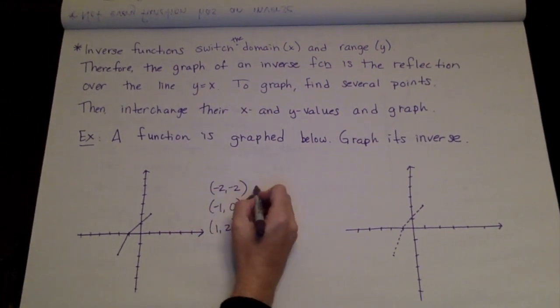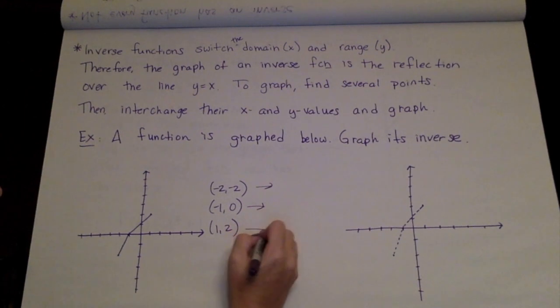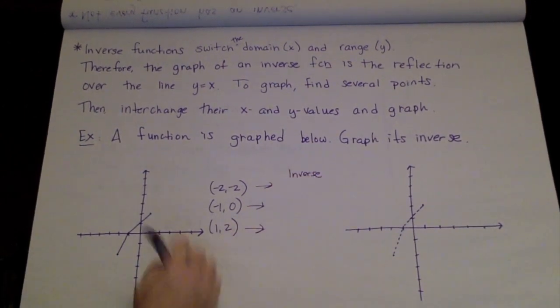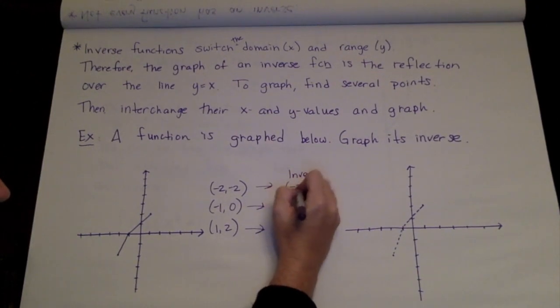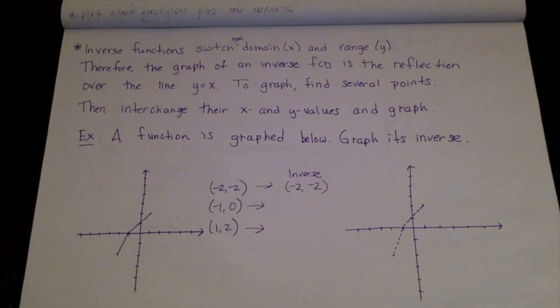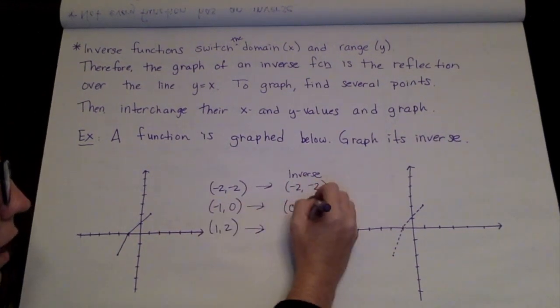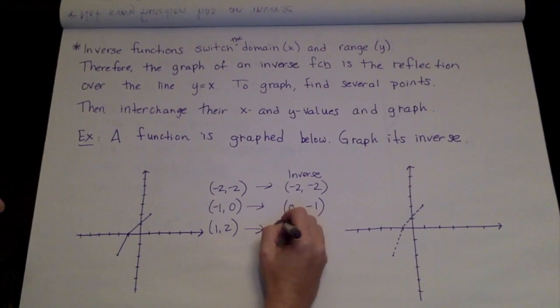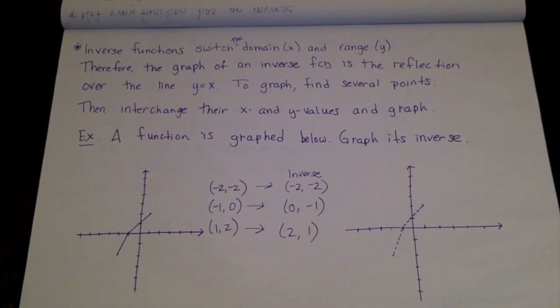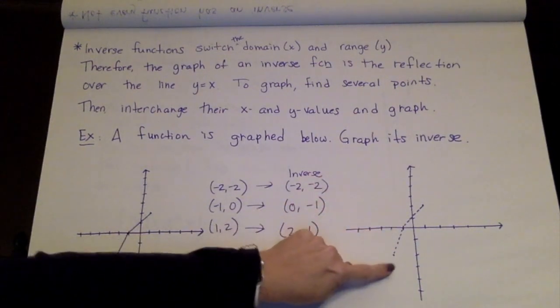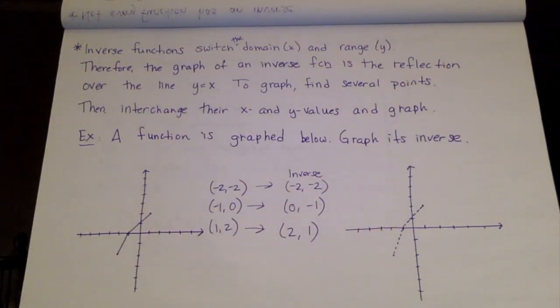And if we want to find their inverse, we would switch them. Well, this first point is kind of interesting because the x and the y values are the same, so nothing changes. But the second point, now we're going to be graphing 0, -1, and this third point we would graph 2, 1. So on this graph, I've now graphed that original one, but I've used dashes to represent it.